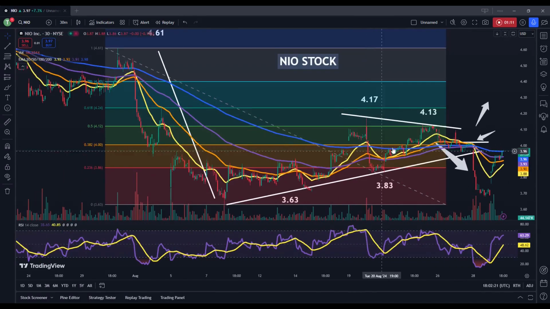In the remainder of this video, what we will be doing is looking at some of these critical price zones, explaining why they're important, and devising a strategy that can be used to execute profitable trading positions in this stock going forward.